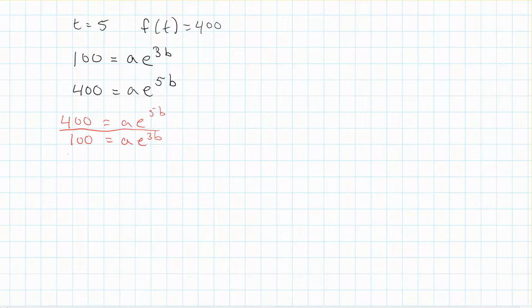And, well, 400 divided by 100 is easy. That's just 4. But notice I have a divided by a, which is just 1. So I'd have e. Now, what do you do to exponents here? 5b over e to the 3b, we subtract them, and so this would be e to the 2b. Now I've got a single equation, and it's an exponential equation, but we know how to solve this.